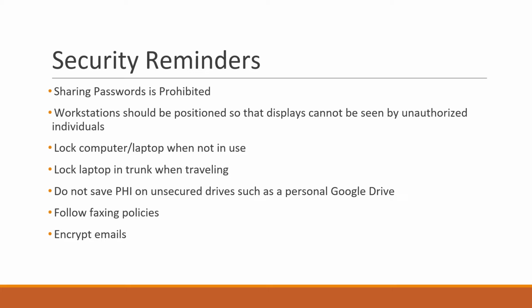Do not save PHI on unsecured devices, such as your personal Google Drive. You do not want to save PHI on personal drives, USBs, or anything of that nature. You always, always, always want to save it on an encrypted device. So if you are going to be working on maybe accounts or something like that, and you need to save the information, you can get a USB drive that's encrypted.